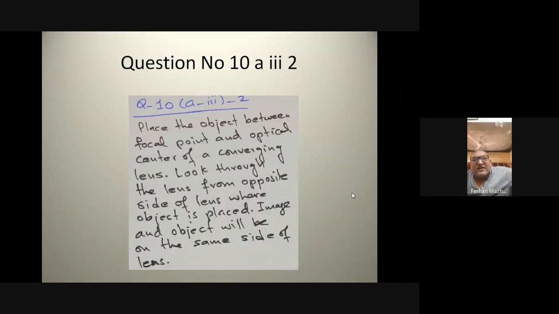Image and object will be on the same side of the lens. You see, this is how a virtual image is formed in a converging lens. What you do, you put the object within the focal length of the converging lens, and when you look through the lens from the opposite side of the lens, the image and the object, they both will appear on the same side, and the image will be virtual, it will be magnified, it will be erect.